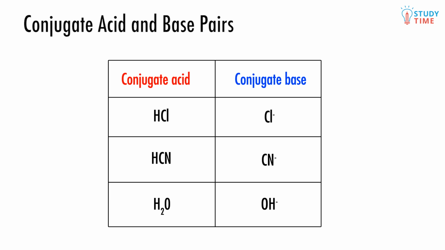Here are a few examples of conjugate acid and base pairs. You may be familiar seeing them on the opposite sides of an acid-base reaction.